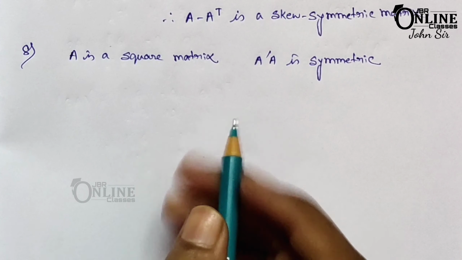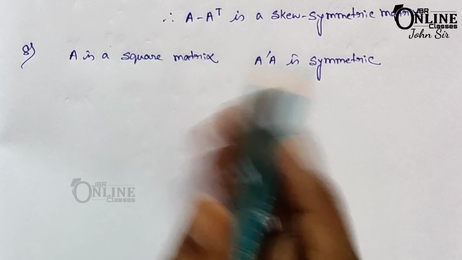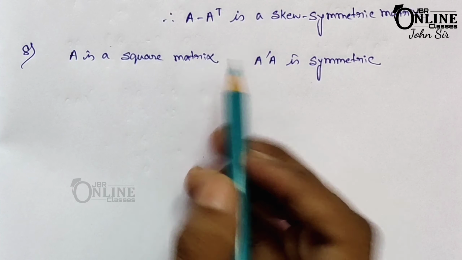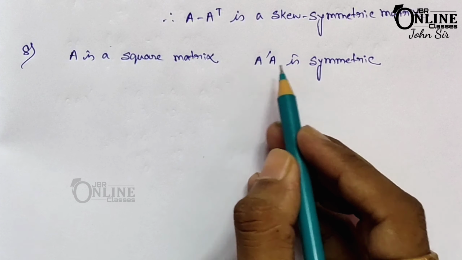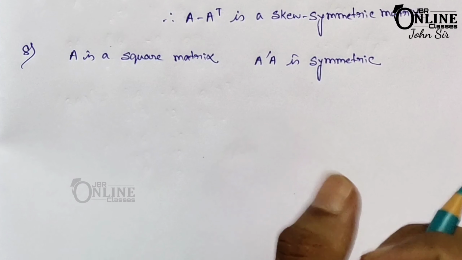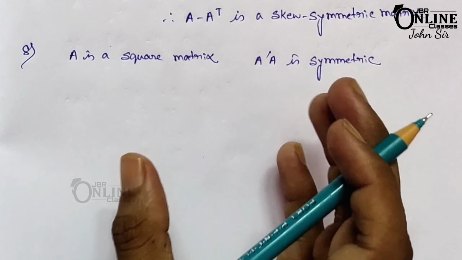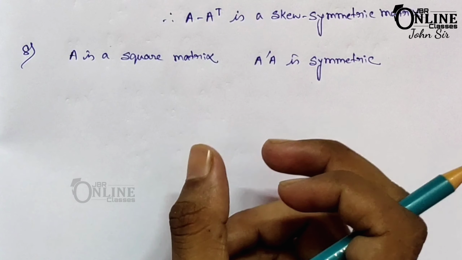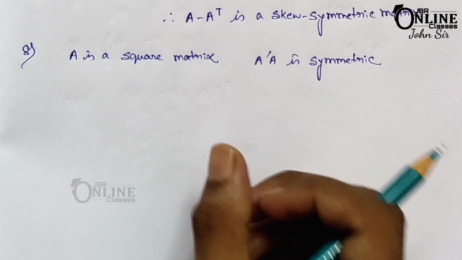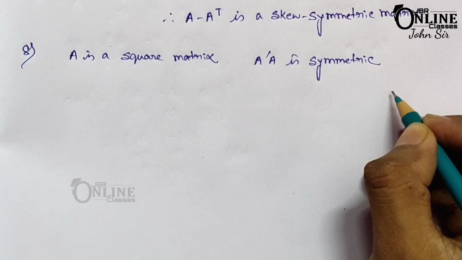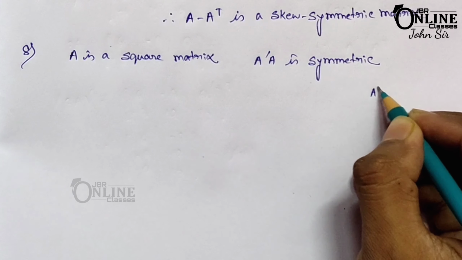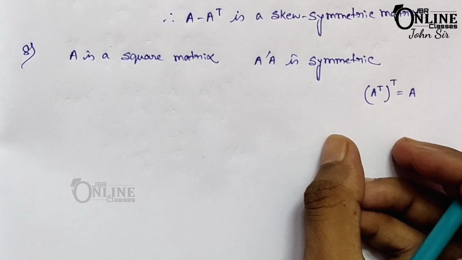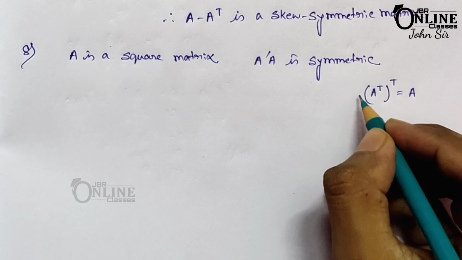Now sum number 8. In sum number 8, here A is a square matrix, it's given. If A is a square matrix, then prove that A transpose A is symmetric. You have to prove that. So before you go to solve this problem, first you have to know some properties of the transpose of a matrix. Here the first property, that is property number 1, the transpose of a transpose of a matrix, that is A transpose to the power transpose, always equals A, the given matrix.